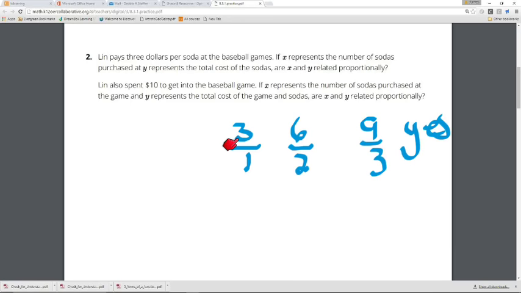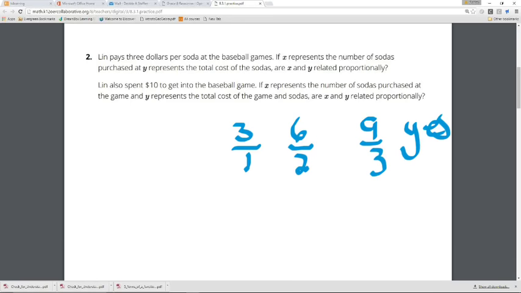And this work proves that it is, so please write it down. This is the number of sodas, and this is the cost. 3 sodas is 9, 2 sodas is 6, and so on.